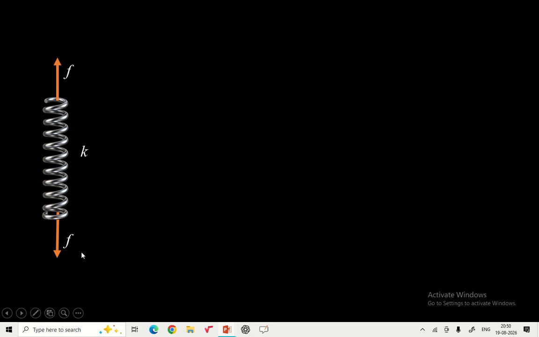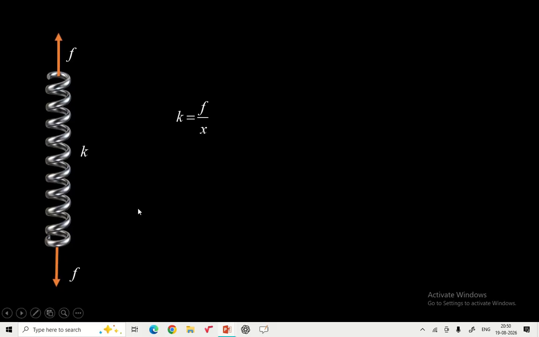Now suppose that because of this force, the spring gets elongated by a distance x. Then we know from Hooke's law that F is equal to kx, or k is equal to F over x. So this is how a spring constant is defined. This is a basic relation that we are going to use throughout our discussion.